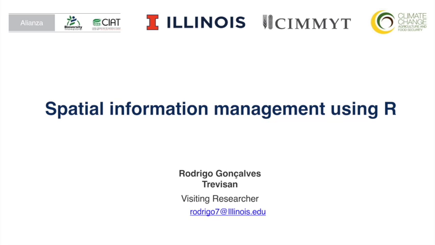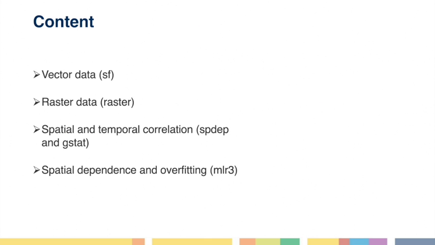and also some demonstrations on the QGIS software. The main tools that we're going to see in the R software include the vector data, like the SF package, also the raster data in the raster package, and also we're going to talk about the spatial and temporal correlation with the SPDEP and GSTAT packages.